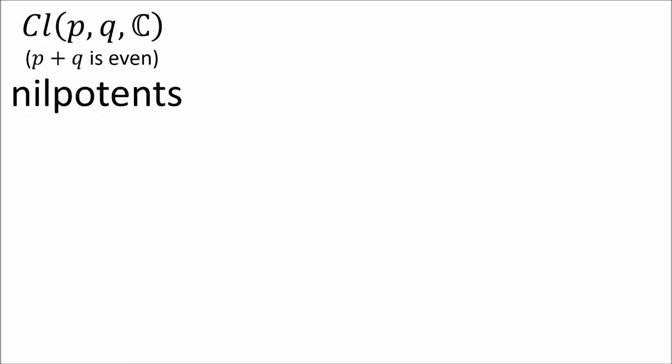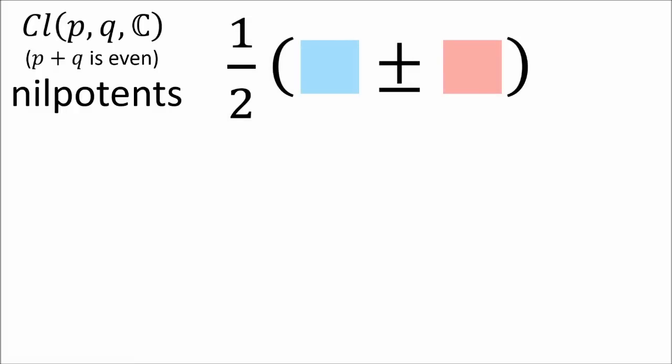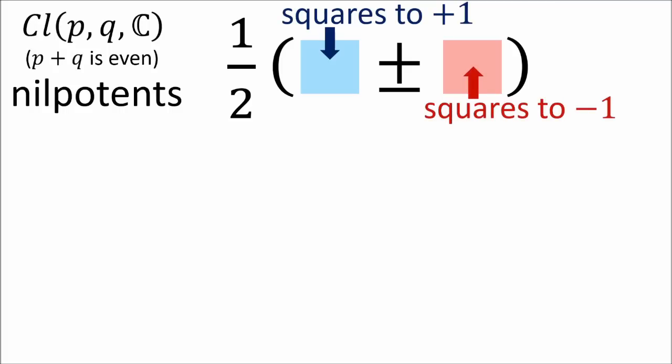Now, what about Cl_{p,q} with complex coefficients? Here, vectors can square to +1 or -1. So how do we build nilpotents here? Our nilpotents will always take this form, as 1/2 times a sum or difference of two vectors. The first vector must square to +1, and the second vector must square to -1.